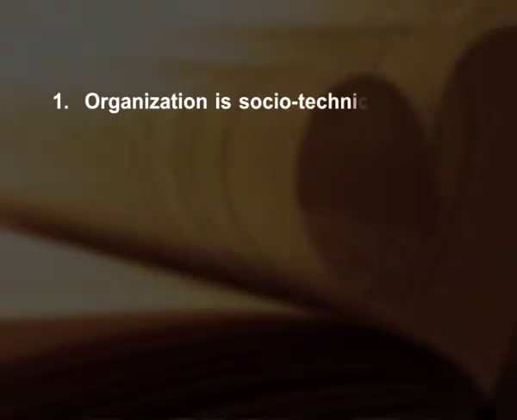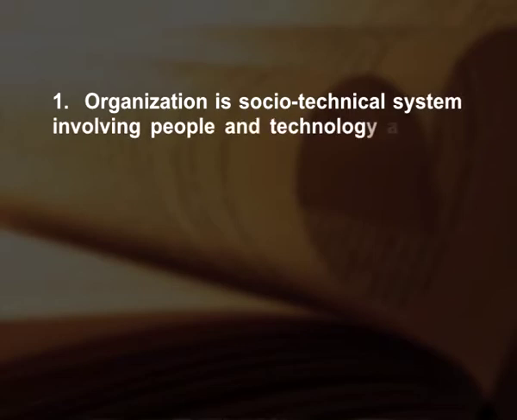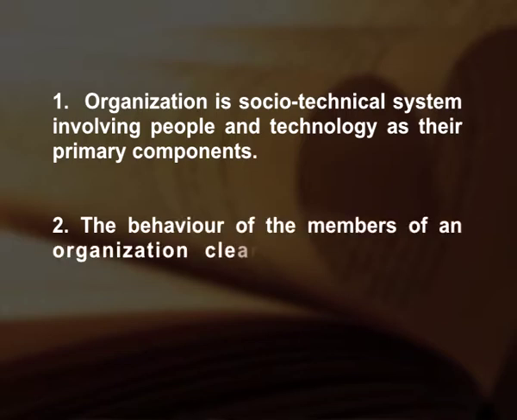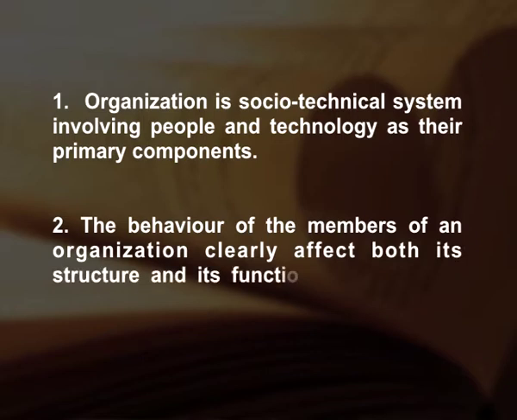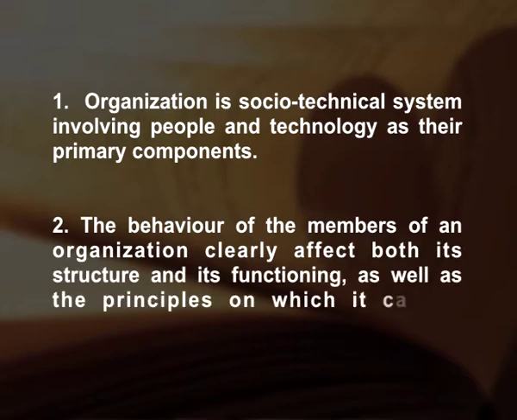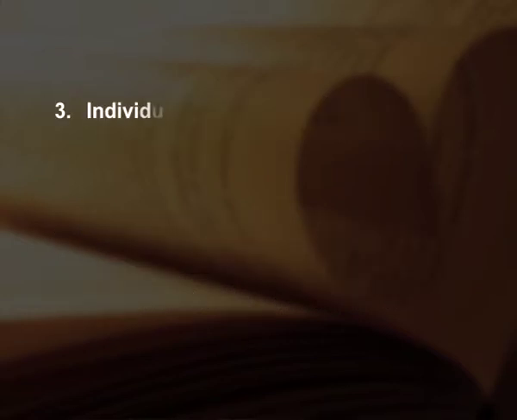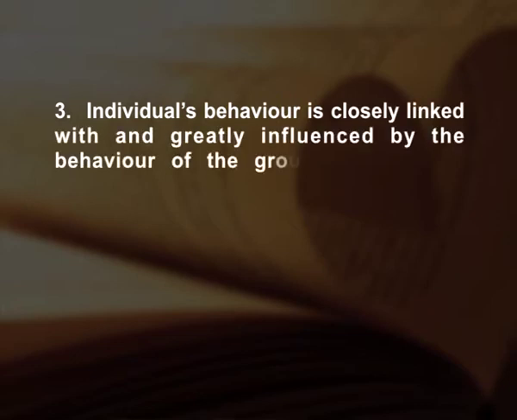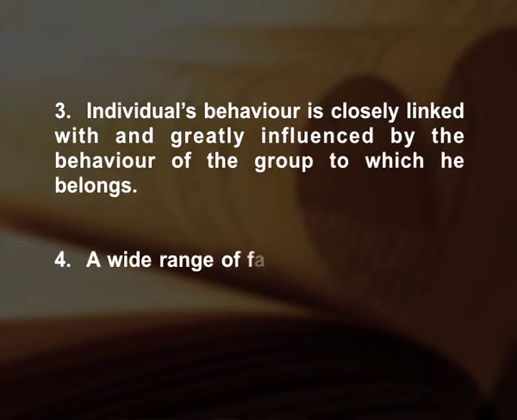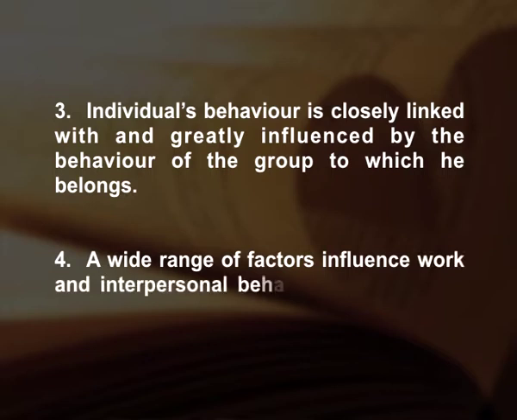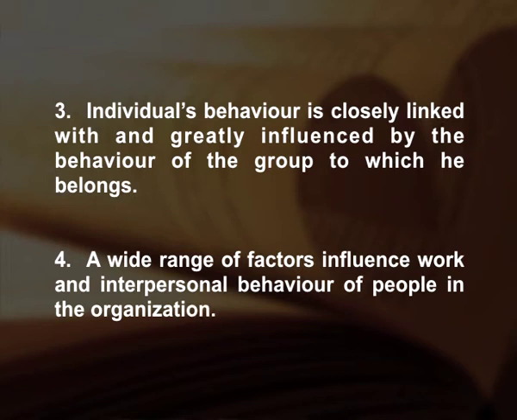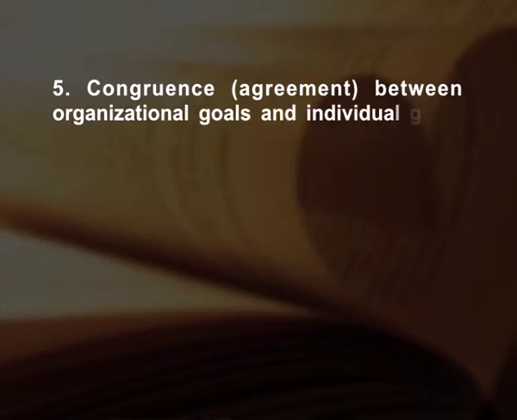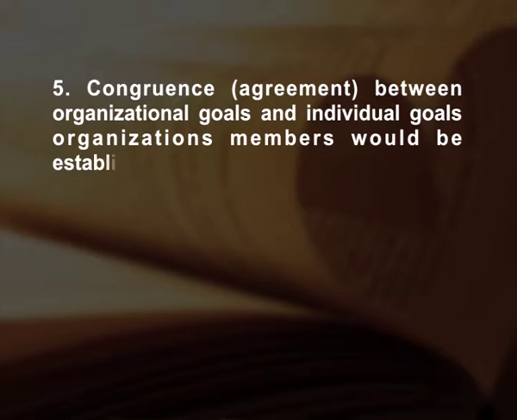Organization is a socio-technical system involving people and technology as its primary components. The behavior of the members of an organization clearly affects both its structure and its functioning as well as the principles on which it can be managed. An individual's behavior is closely linked with and greatly influenced by the behavior of the group to which he belongs. A wide range of factors influence work and interpersonal behavior of people in the organization. Congruence or agreement between organizational goals and individual goals of organization's members would be established.